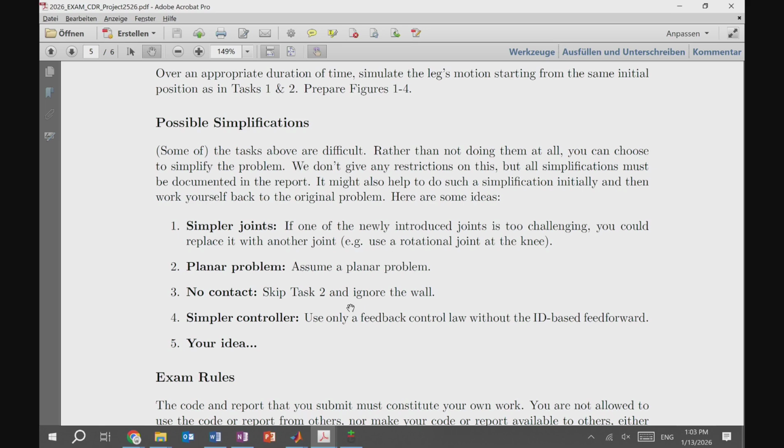Right? There's many ideas that you can do, which is not what we intended, but which could make the problem simpler. So again, you can be very creative there, but you have to report it in your report, and then of course we will discuss this report in the exam.